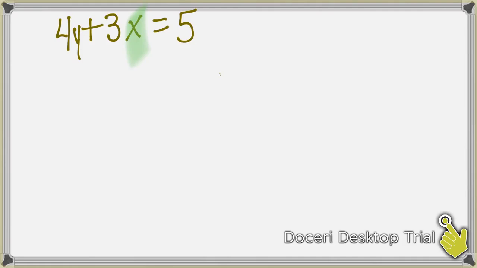All right, let's try two more and then I'll let you go. 4y plus 3x equals 5, and you guys are solving for x. Pause it and try it, please.